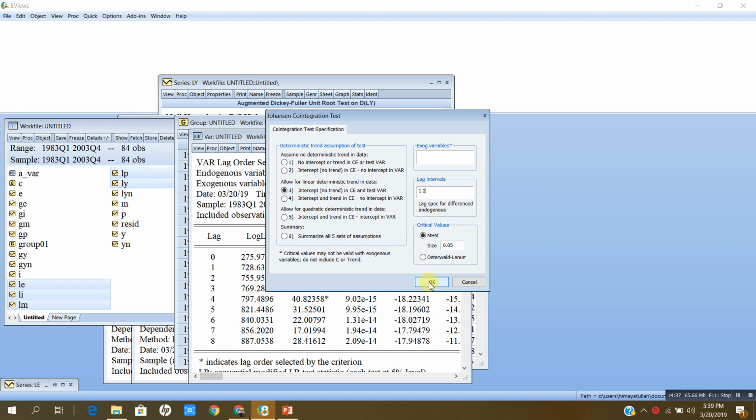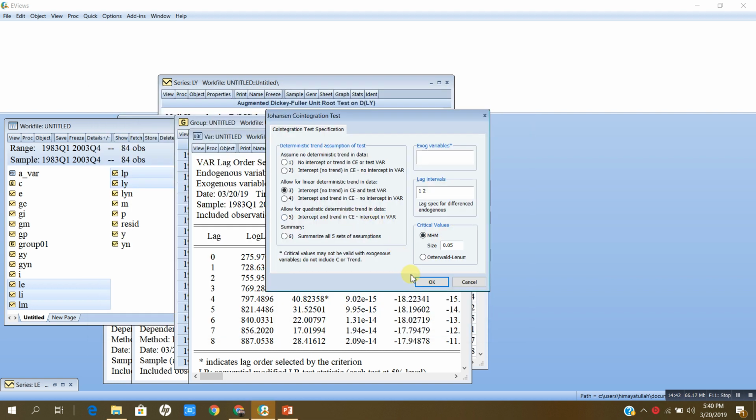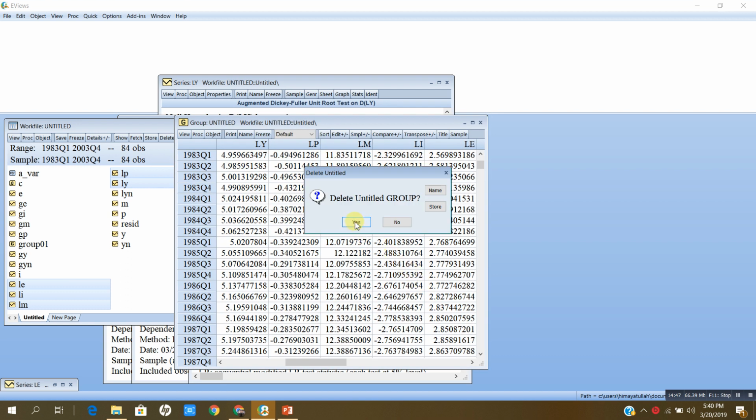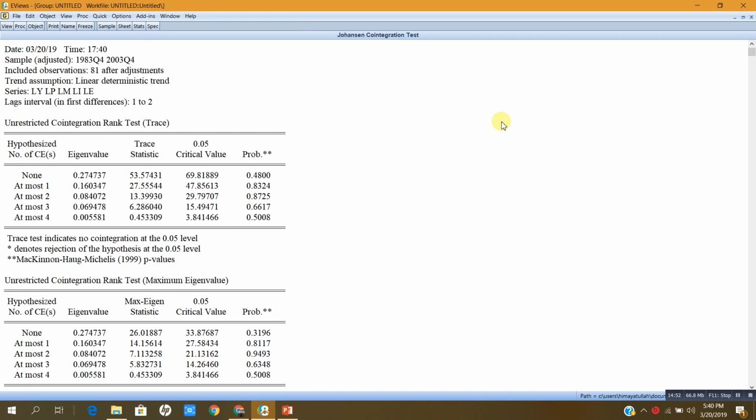Yes. Now this is my estimated cointegration equation. Now you see these are the series, and the lag intervals in first difference are 1 to 2. Now the unrestricted cointegration rank test is this, and I can decide either using trace statistic or using max eigen statistic. So let me first use trace statistic.